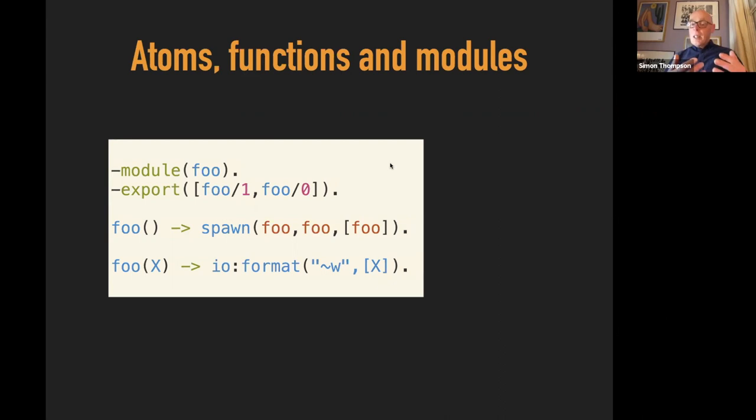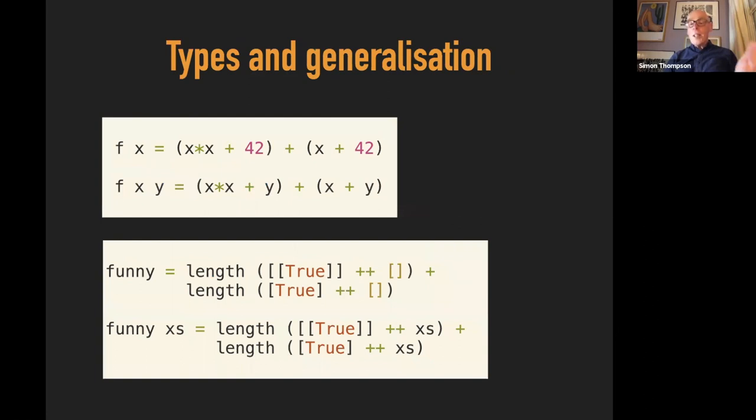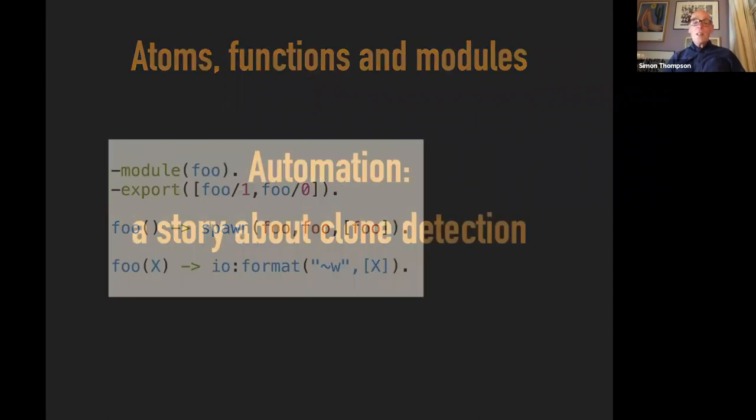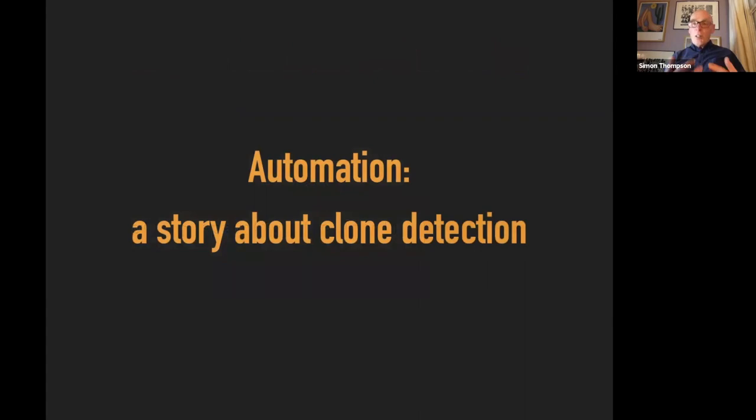So we have to understand, looking at an atom, how it's used. And this is one of the reasons why it's difficult to think of refactoring as being language independent. If you look at the previous example, we were worrying about types and generalization. In this example, we're worrying about how atoms, which don't exist in Haskell in the same way, are handled. So there's a lot going on.